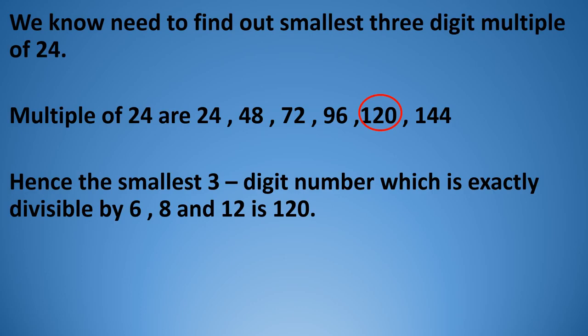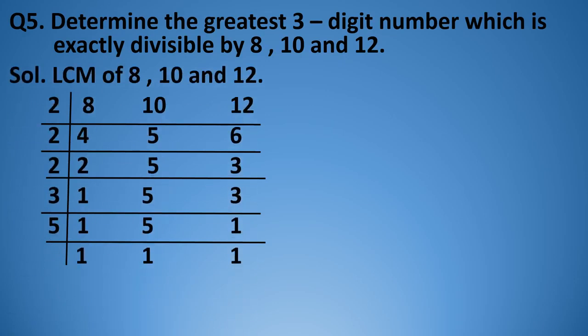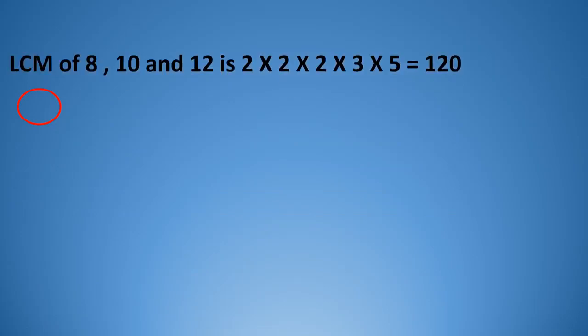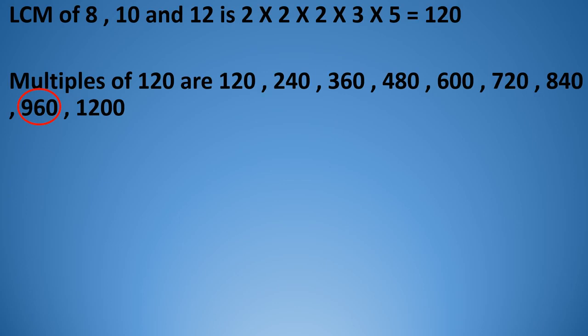Now see the next question, question number 5. Determine the greatest 3-digit number which is exactly divisible by 8, 10 and 12. Again here we have to find out the number which is divisible. That means we have to find out the LCM. So find out the LCM of 8, 10 and 12. LCM of 8, 10 and 12 is 120. Okay. Now again we have to find out the multiples of 120 till we get the greatest 3-digit number.